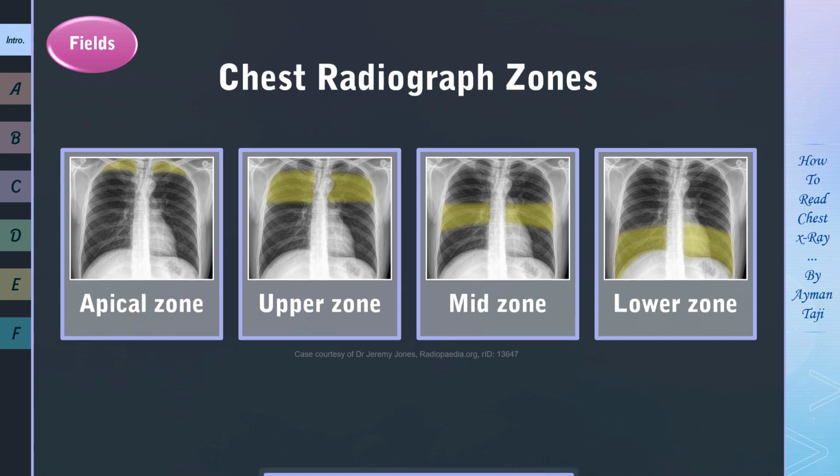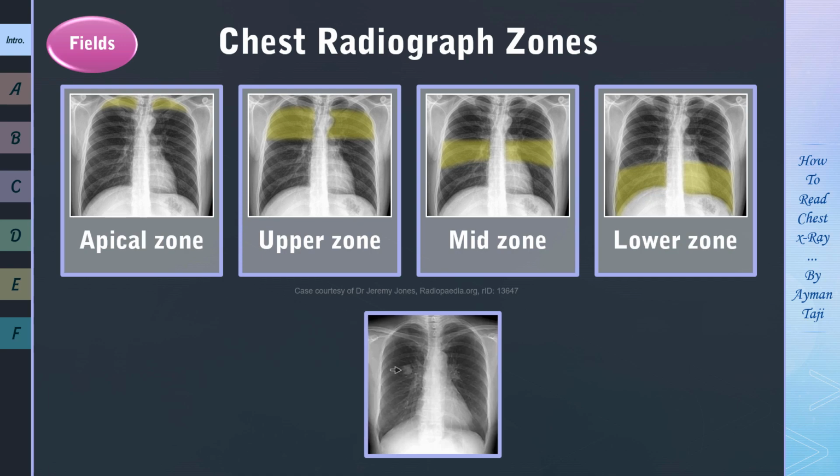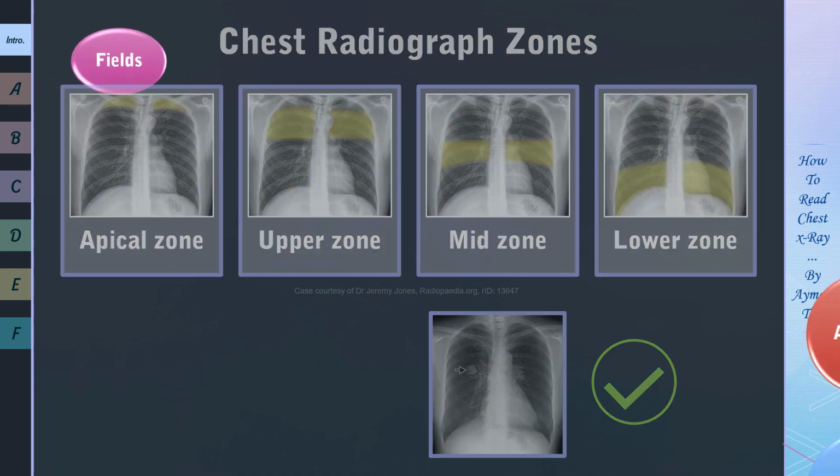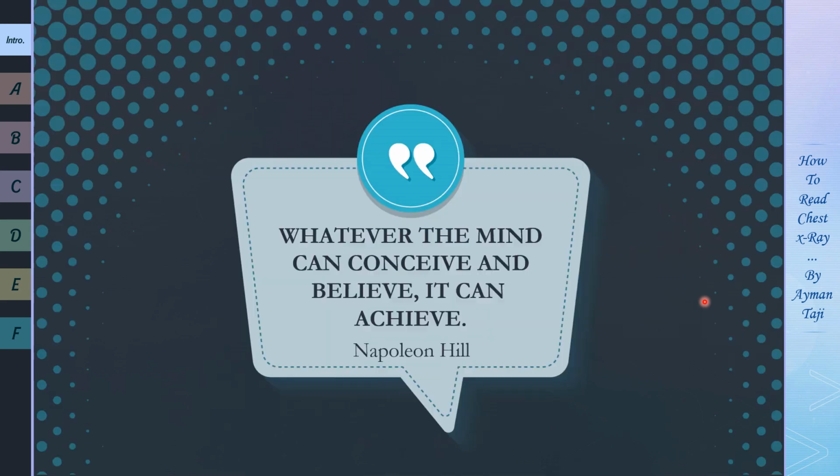Now back to our example. So here, which zone do you think the lesion is located at? Right, it's at the mid-zone. So, using the ABCDEF mnemonic, we'll check the CXR thoroughly. And that's the end of the first section. In the next section, we'll begin with A for airway assessment.